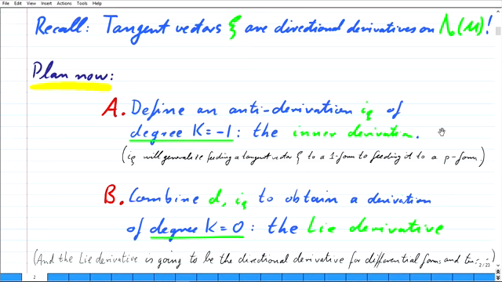Just like a tangent vector field is mapping functions into their directional derivative function, this new directional derivative will map differential k forms into their directional derivative, which will also be a differential k form. And this directional derivative defined on differential forms will be called the Lie derivative.